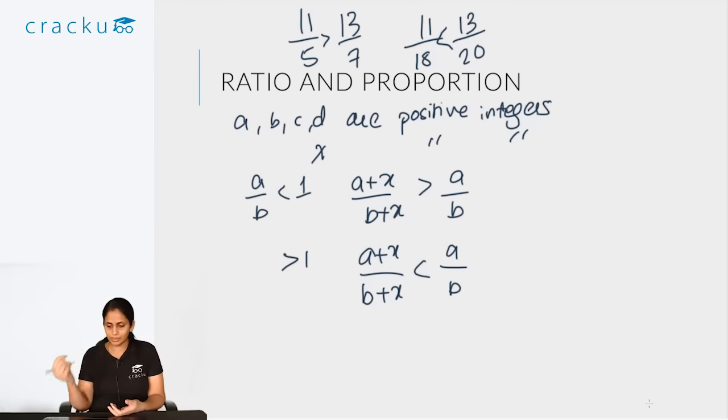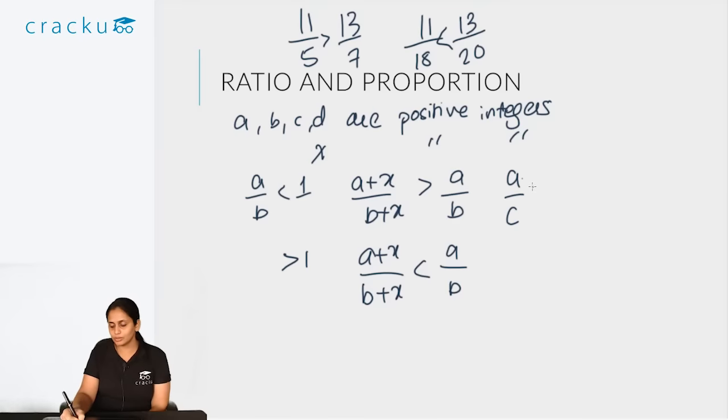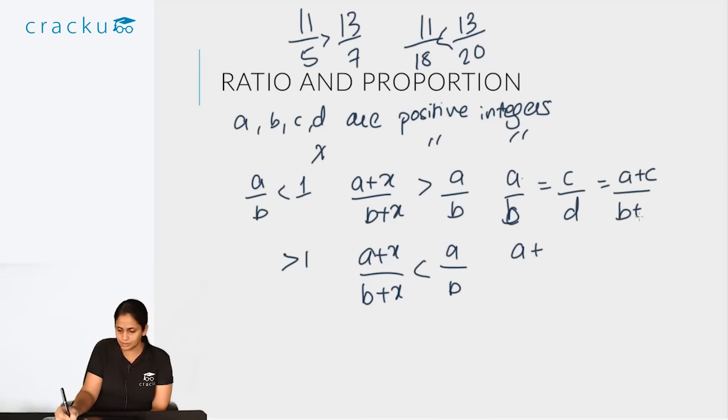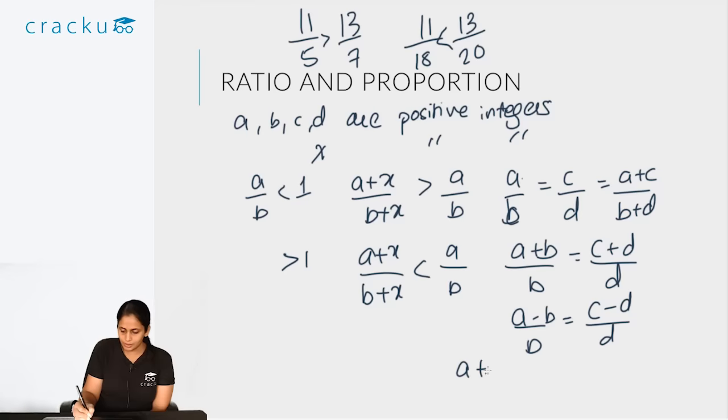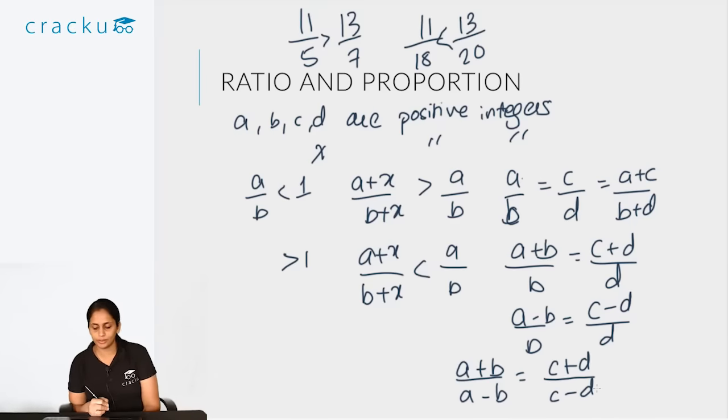Some basic concepts that are often used in ratio and proportion are componendo and dividendo. So suppose A by B is equal to C by D, then this is also equal to A plus C divided by B plus D. Also, A plus B by B will be equal to C plus D by D. A minus B by B will be equal to C minus D by D. And A plus B divided by A minus B is equal to C plus D divided by C minus D. So this is the basic concept of componendo dividendo.